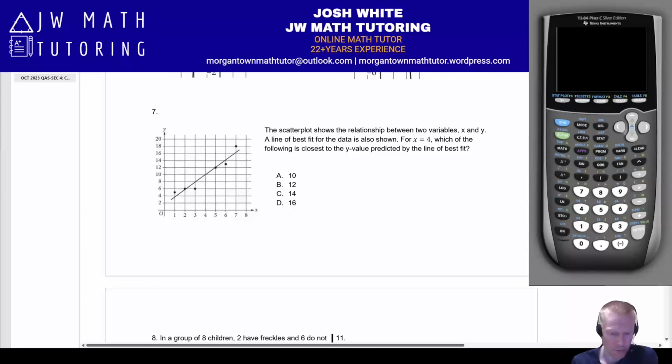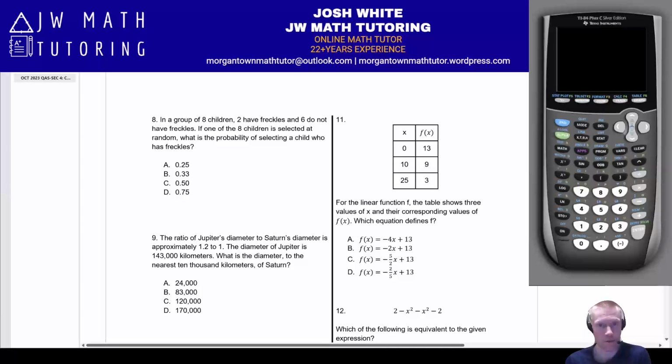Now, the one below that, problem number 7. Here we have a graph with some points on it, and it wants to know, when x is 4, right here, which of the following is closest to the predicted y value? The predicted value is the y coordinate on the line of best fit. So you go to 4, go up to the line, then go across to y, and the value is 10. So the correct answer is letter A, 10.